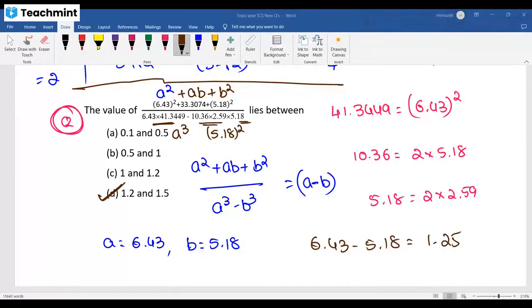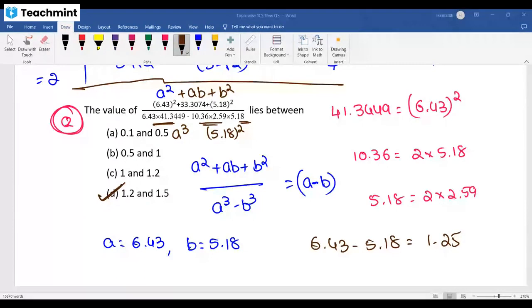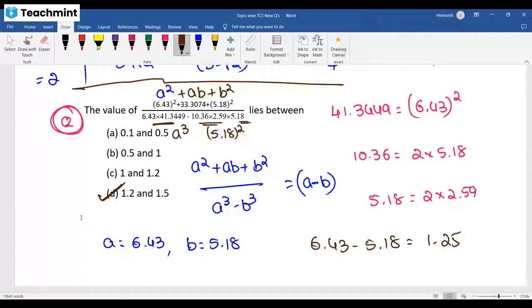Guys, is it option B? Option D. Check this one. a square plus ab plus b square divided by a cube minus b cube. The denominator is not given in proper order. You need to arrange it. Right? So any doubts, please.